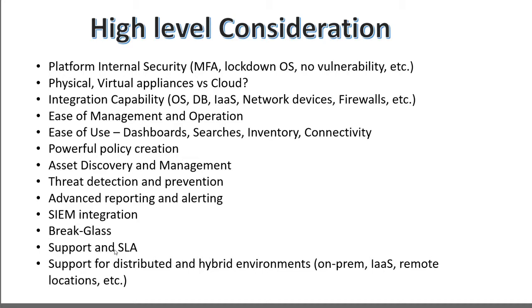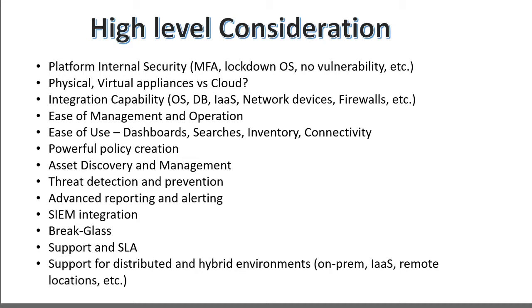Support and SLA: we need to make sure we have the right level of support and SLA from the vendor. It's a very general concept. And support for distributed and hybrid environments. These days, a lot of companies have resources on-prem, on-site, on infrastructure as a service, whether it is Azure or AWS. They have stuff in remote locations in different countries and so on. So our PAM solution needs to be flexible enough to support all those.